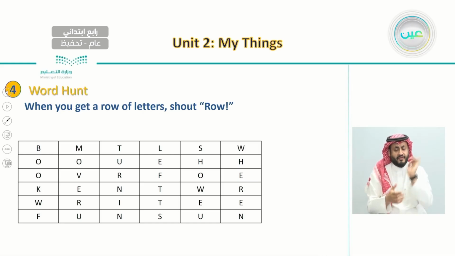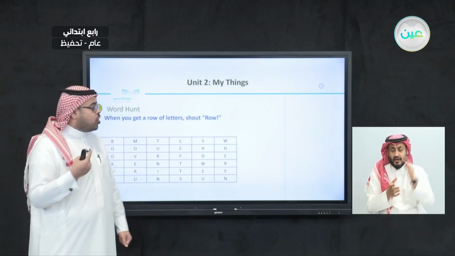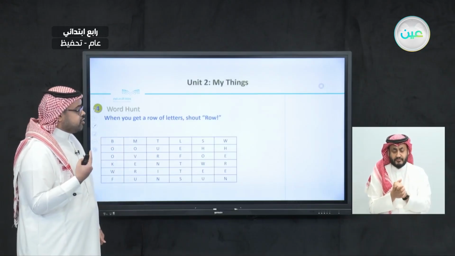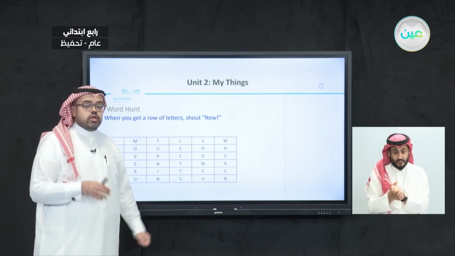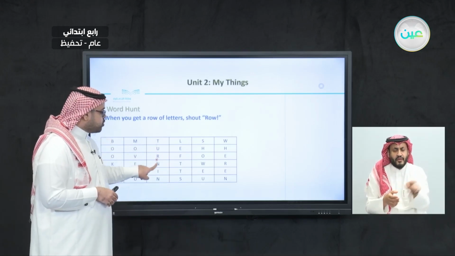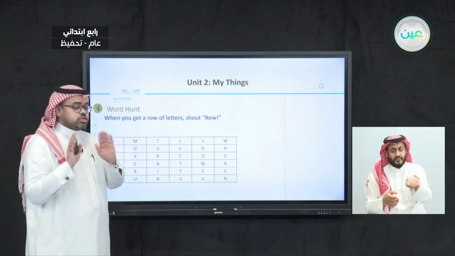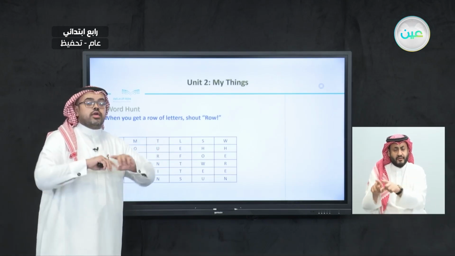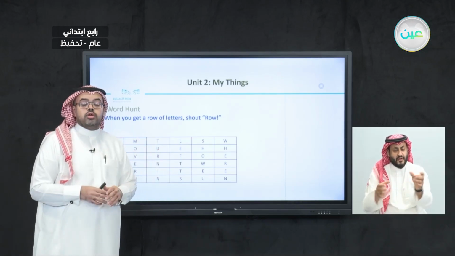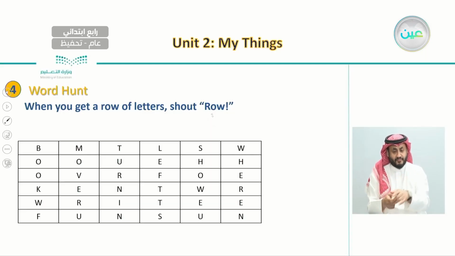So how we play this game is that when we have listened to a word and we can see the letters next to each other in a row like this that can make this word, then we can say the word row. So for example, if we listen to this word, which is show.